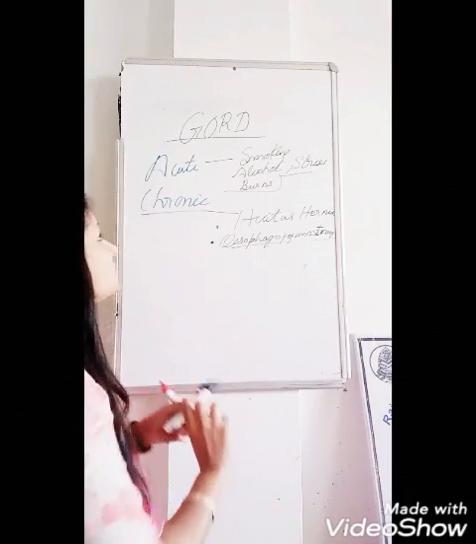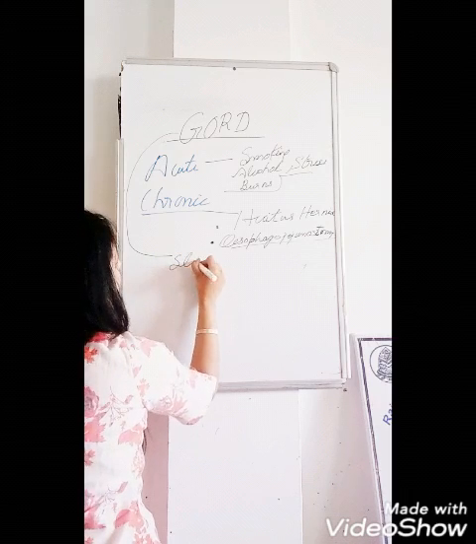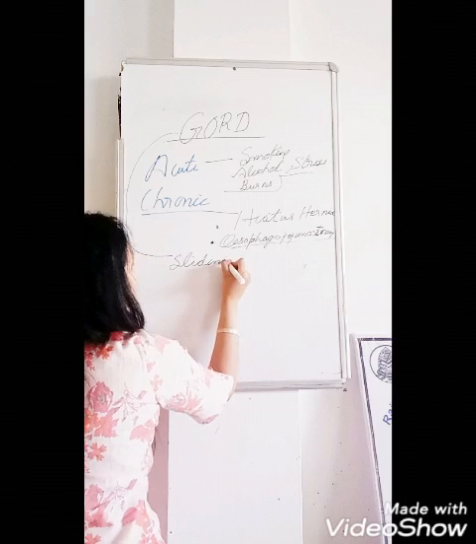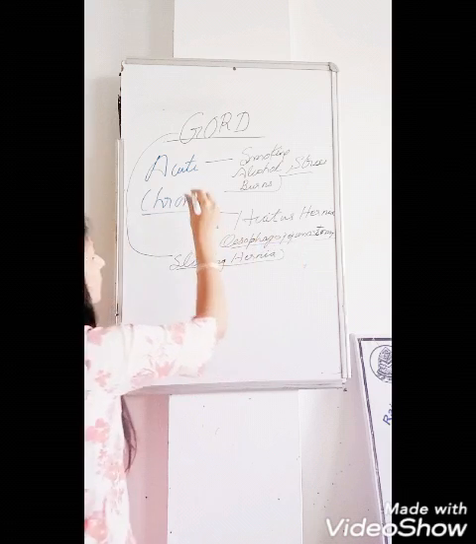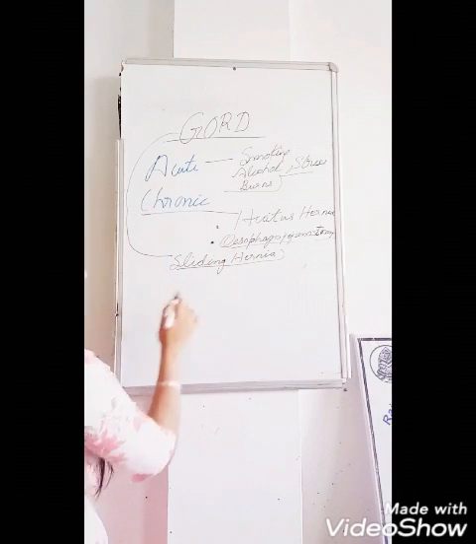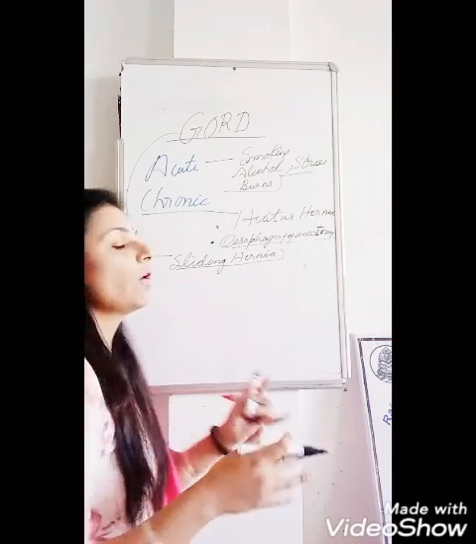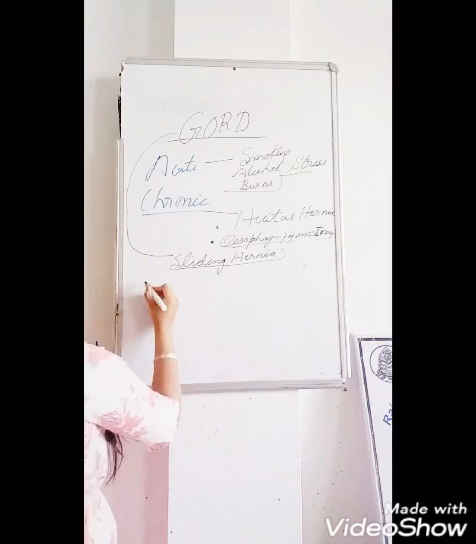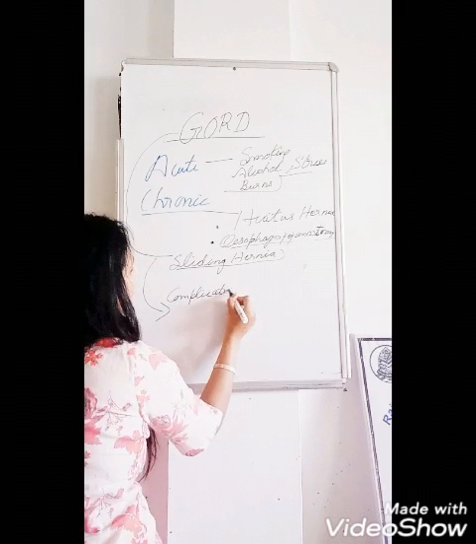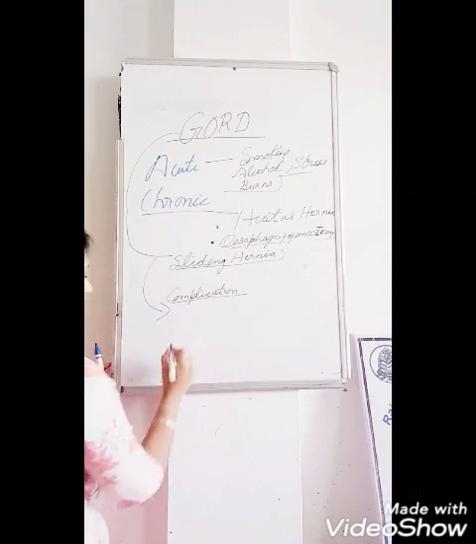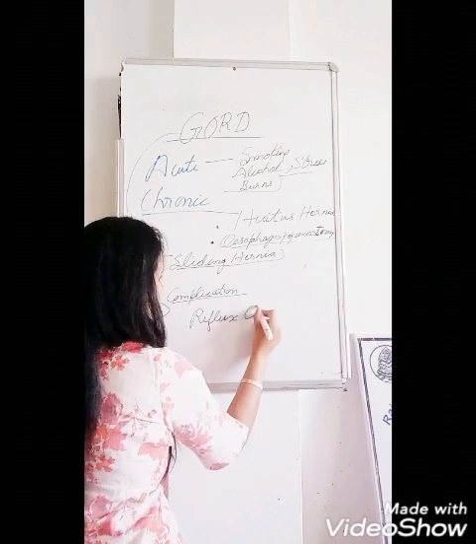Now this GORD is associated with sliding hernia. We have already done this topic. Sliding hernia is the type of hiatal hernia. So GORD is related and associated with the sliding hernia, and the long-standing GORD can result in reflux esophagitis.